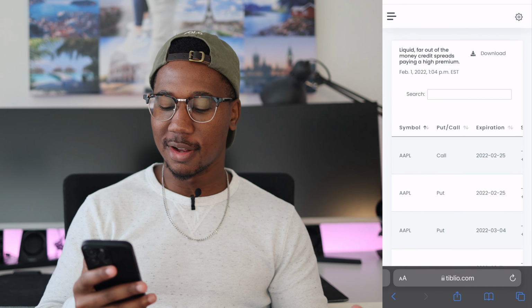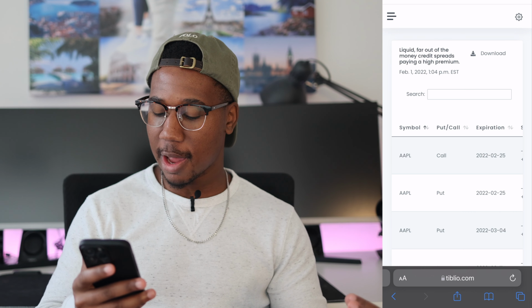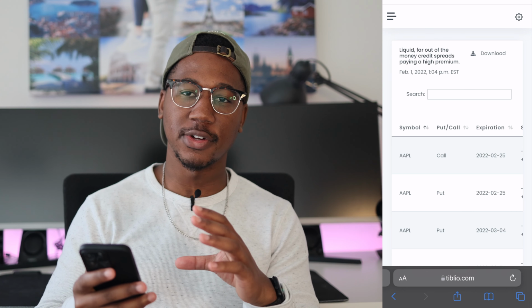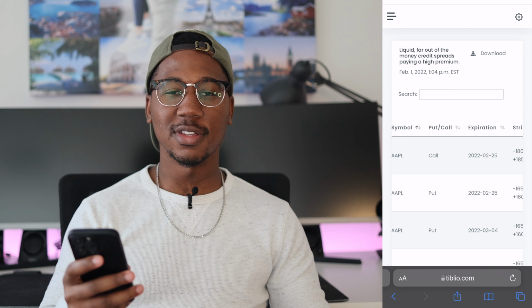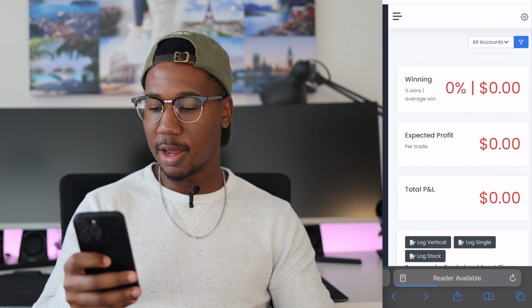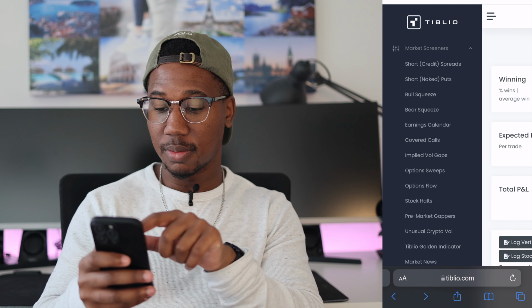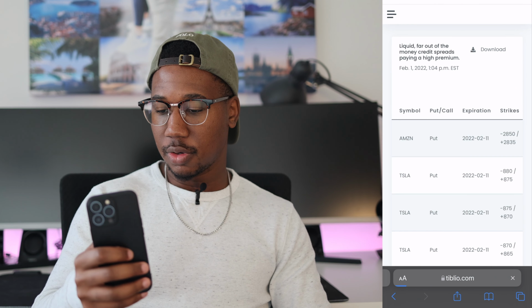All right, so here we are. And for those of you wondering what this is, it's actually Tiblio. I'm on Tiblio on Safari on my phone. It definitely looks a lot better on an actual computer, but since I'm going to be executing the play on my phone, I wanted to show y'all on my phone. So what I am on is actually their credit spread screener. Right here, click short credit spreads.